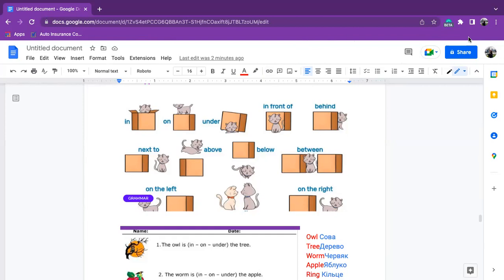My online class is like this. So we have a kitten and we have a box. Where is my assistant? There is an arrow. So the first one.